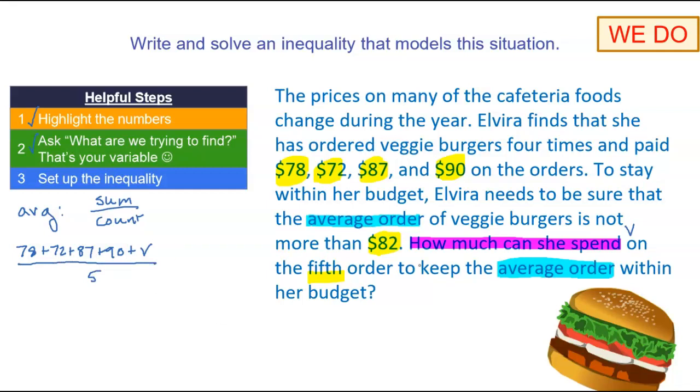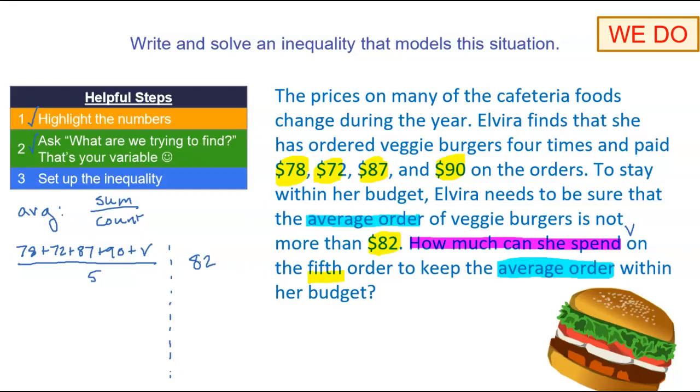Now, how much can she spend on the 5th order to keep the average order within her budget? The average order of veggie burgers is not more than $82. That sounds like one of those terms we used at the beginning of class, not more than. So think on that for a second, what direction that's going to go. We know 82 is going to be on the opposite side of this. What direction should this inequality go? Is 82 bigger or smaller than the average order?